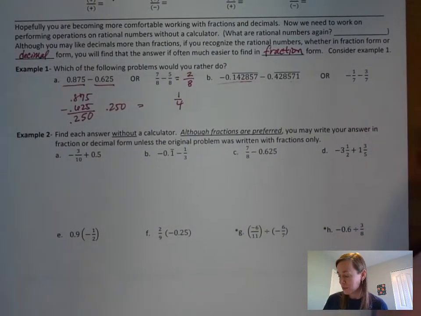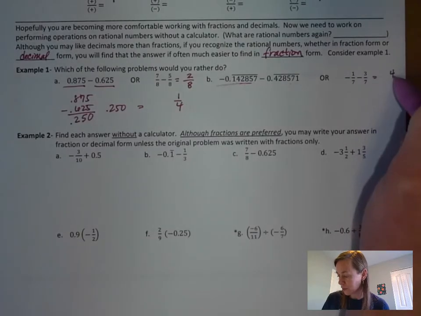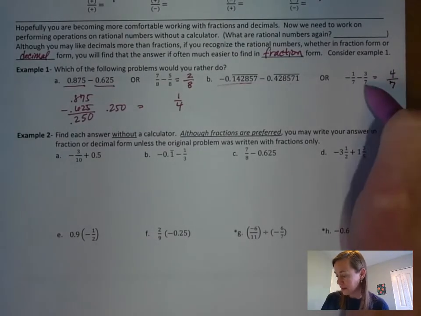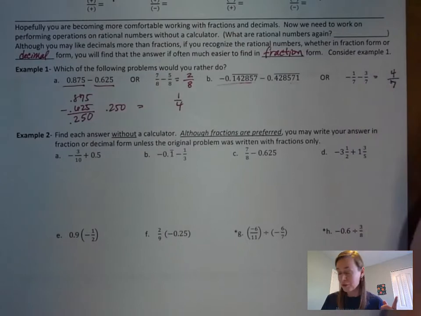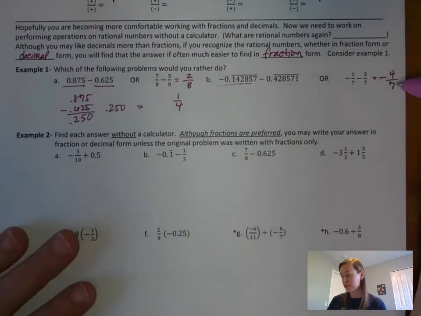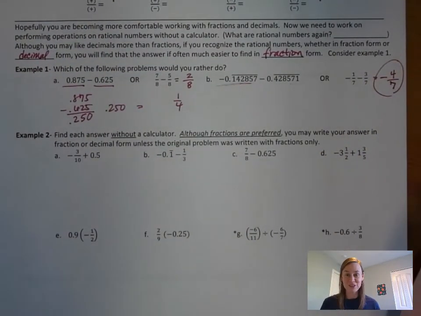So adding 1 plus 3, that's going to equal 4 over still 7. And then we're going to keep the sign that was there, which was negative. So negative 4 over 7. And you're done, which is kind of nice. So like it says, sometimes adding or subtracting the fractions can be a lot easier than dealing with the decimals.